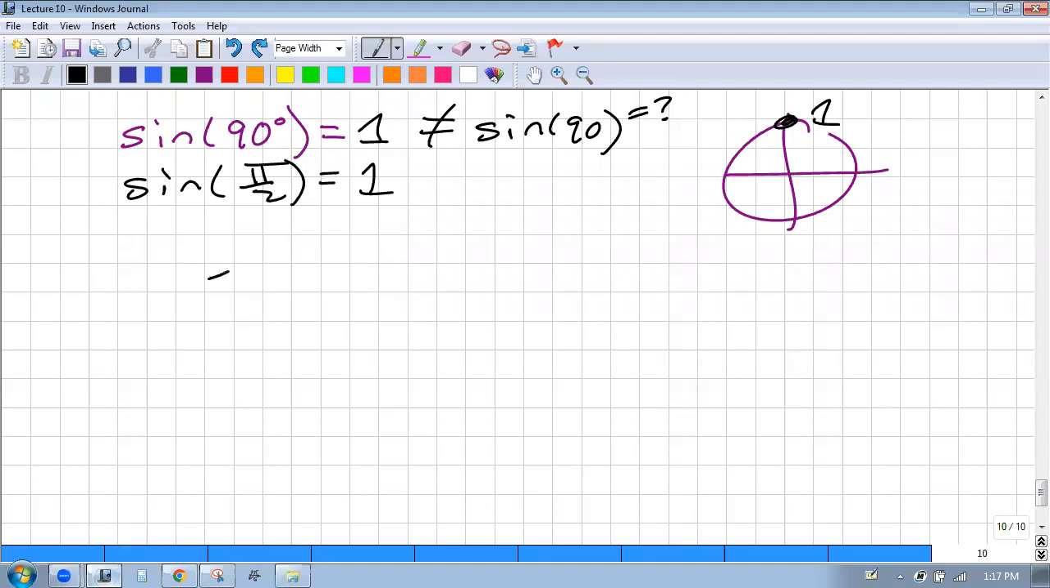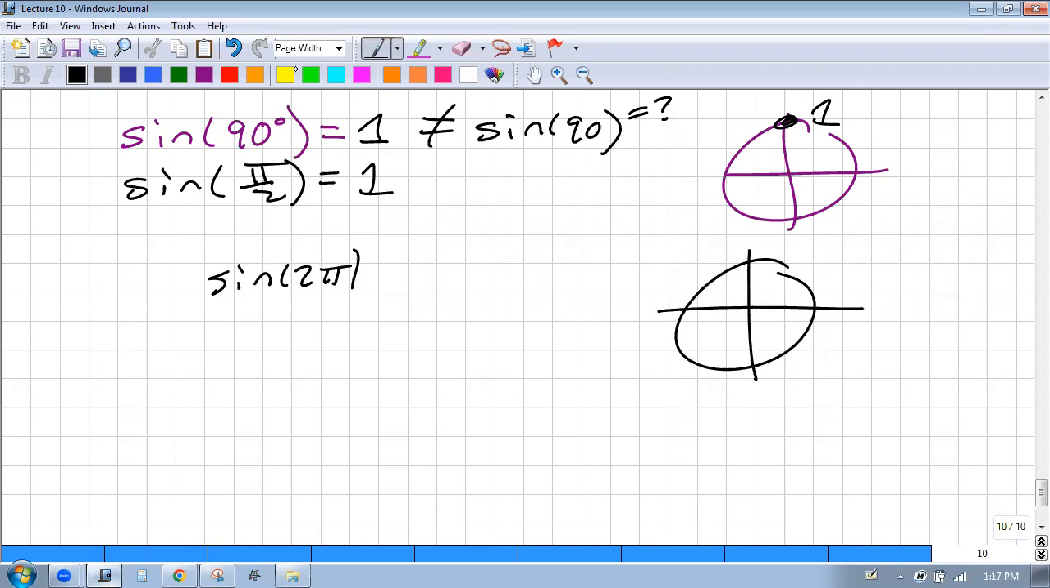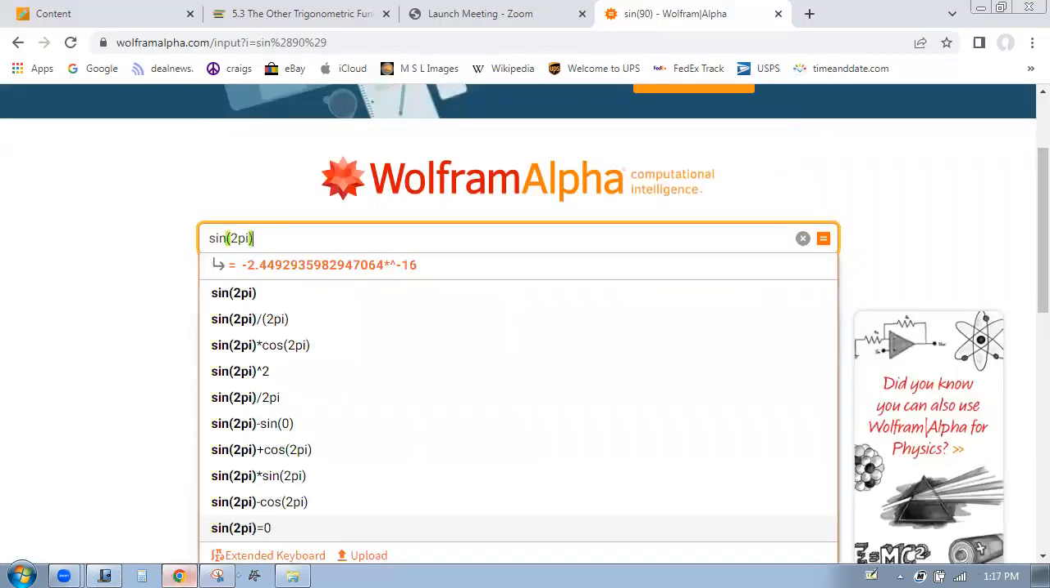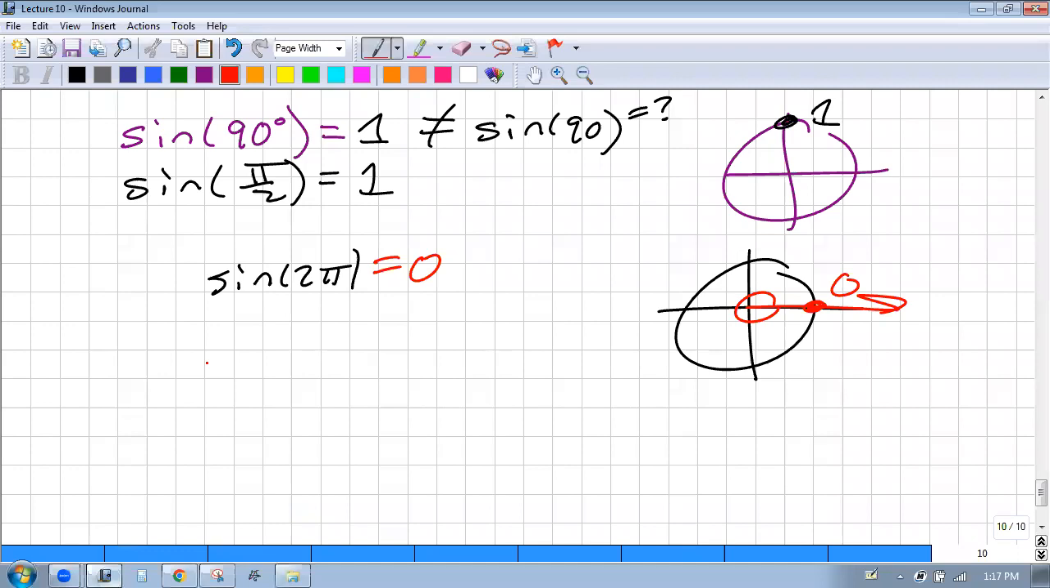What about like sine of 2 pi? Sine of 2 pi, okay? Here's 2 pi. Sine of 2 pi is 0, right? What does this thing tell me? It told me it's -2 times 10 to the -16, right? So the calculator said it's, what is it?